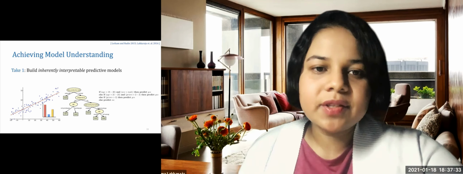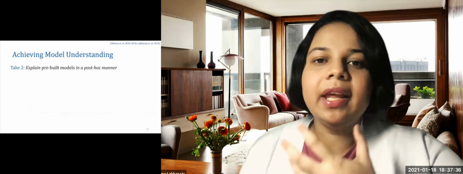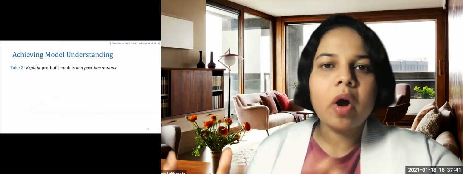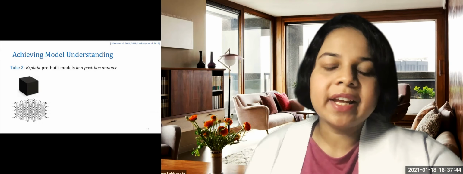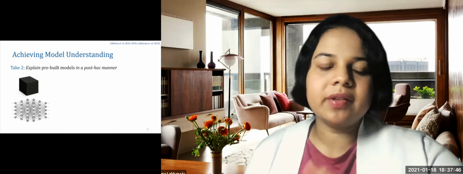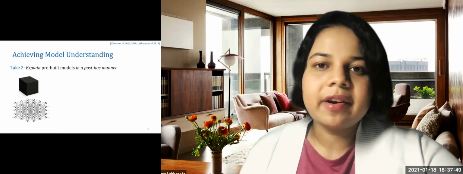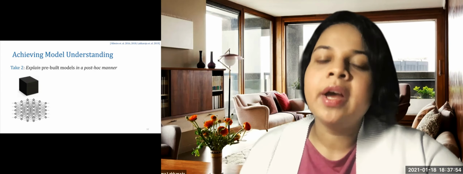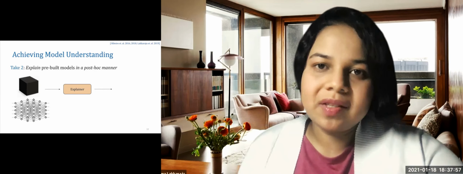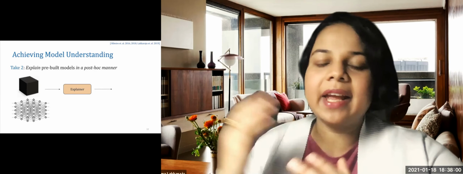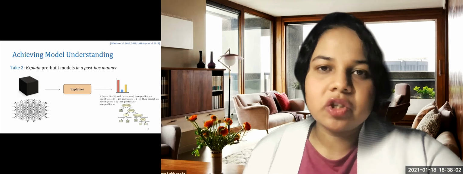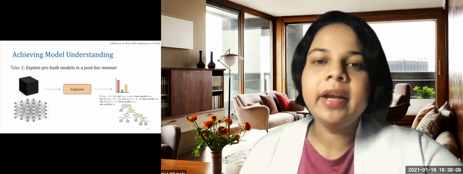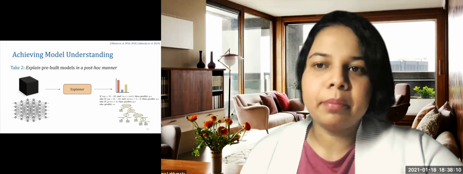Now, the other kinds of approaches involve explaining pre-built models in a post hoc manner. For example, let's say we have a black box or a complex model like a deep neural network with several tens or hundreds of layers. Such models are provided as input to explanation algorithms or explainers, which in turn output explanations in the form of simpler models, again, like linear models or shallow decision trees or rule-based models with a handful of rules and so on, which are again very human understandable, right? So this is approach 2.